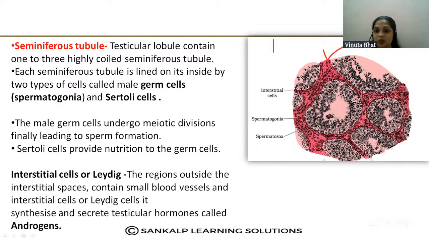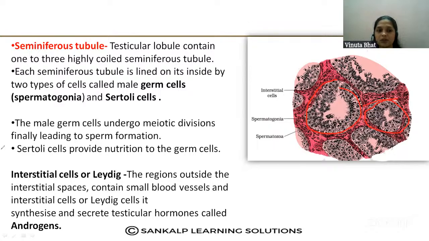So where are the seminiferous tubules present? They are present inside the testicular lobules. So what is present inside each testicular lobule? Around 1 to 3 highly coiled seminiferous tubules are present. This is one seminiferous tubule, and this is another seminiferous tubule.